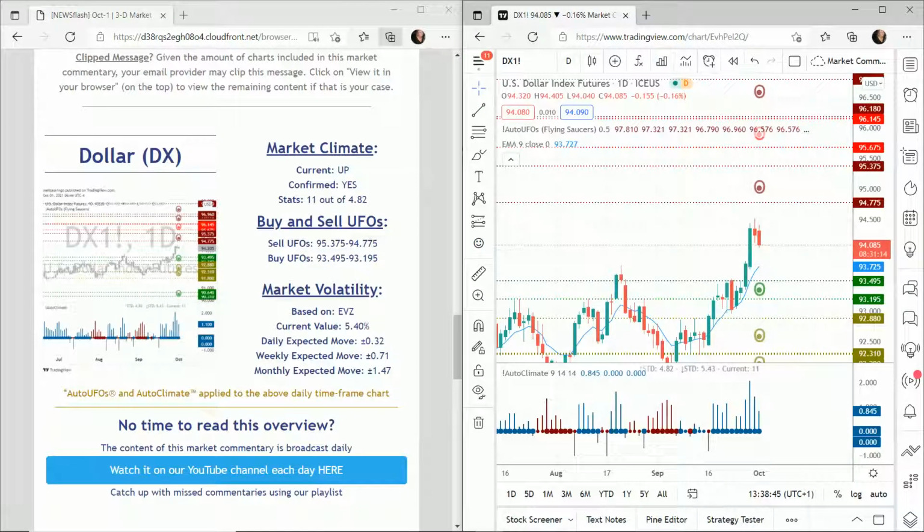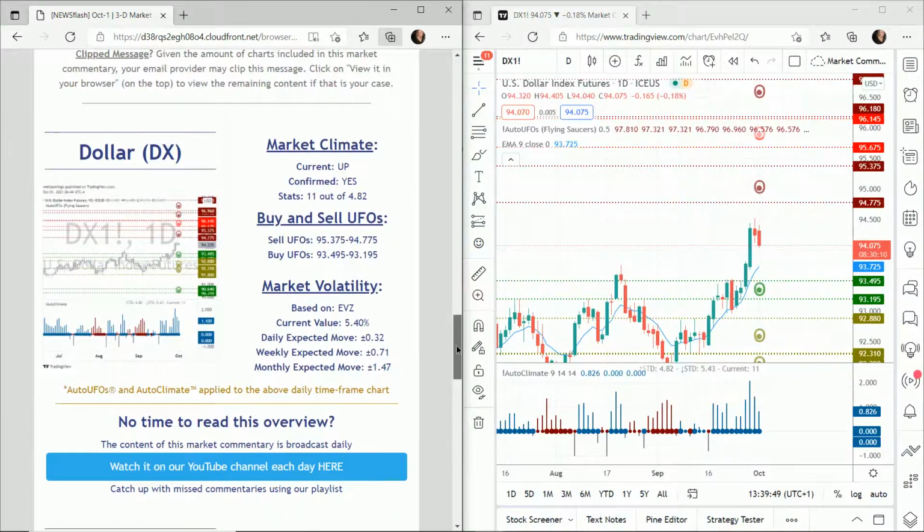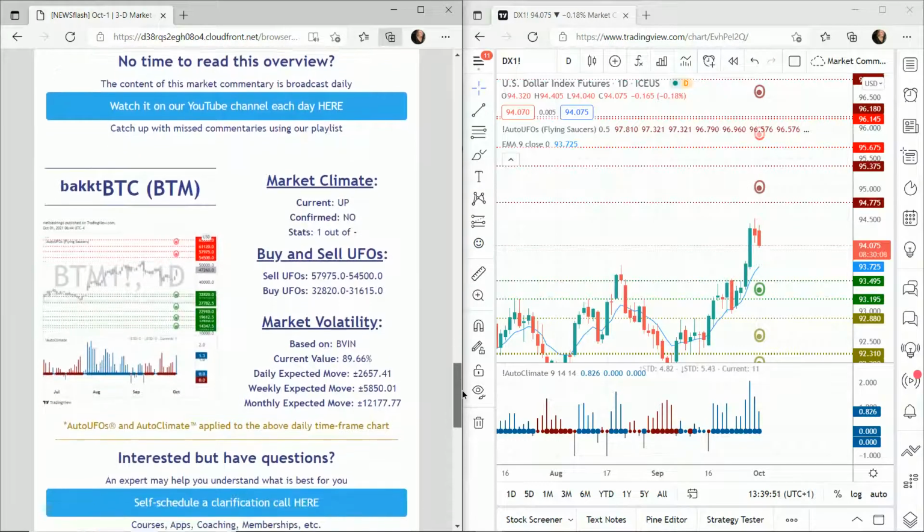Now, the US dollar is the least volatile market that we look at. It would only go up and down in a year by 5.4%. So that means in a day, 0.32 points. In a week, 0.71 points. And in a month, 1.47 points. So that's the US dollar. Overall slight probability up. Last market here is Bitcoin.